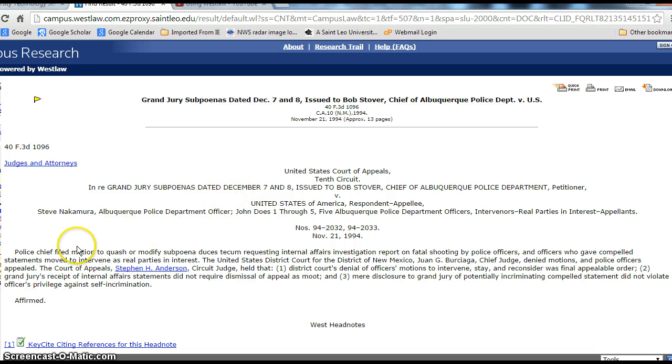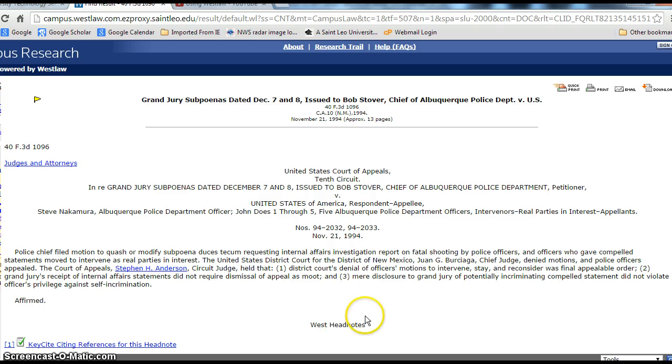Right beneath it is a summary of the case. Now, the summary does not tell you every issue, and it doesn't even come close to telling you the facts. It is just that, a summary, as well as what this court did. It affirmed the lower court decision.